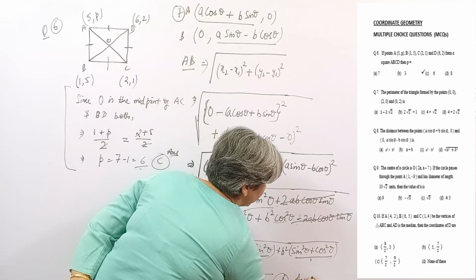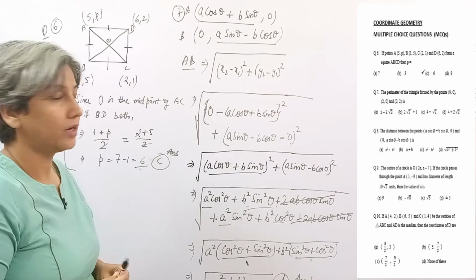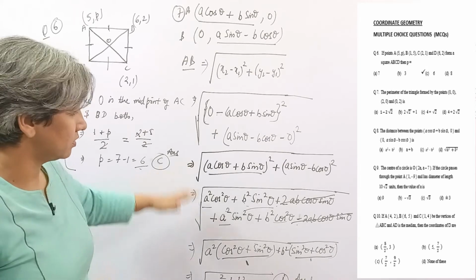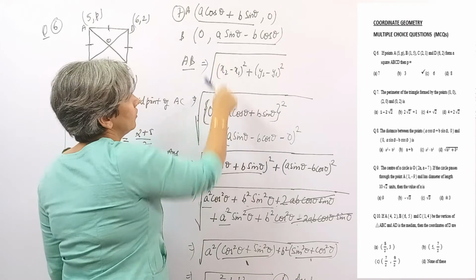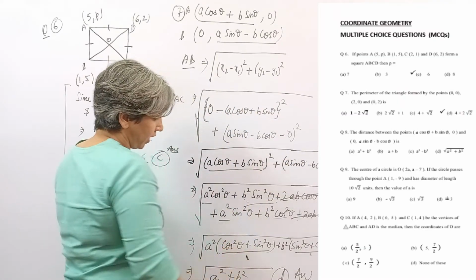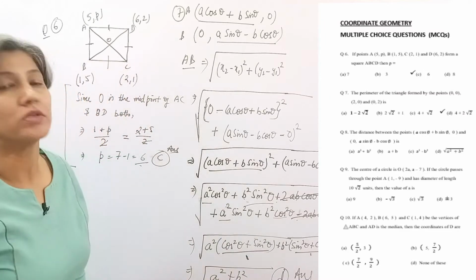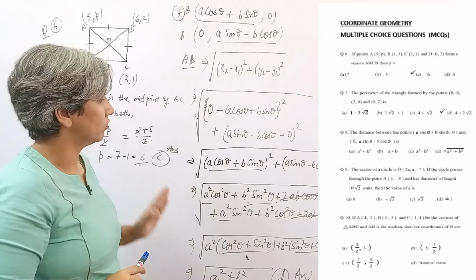D is the answer for question number 7. Right, I'm sure it's simple, just the calculation. We'll put the distance formula, put all the values. We have got 2 whole squares. We'll put the formula and we get under root a square plus b square, which is option D for question number 7. Right, so this was question number 7.